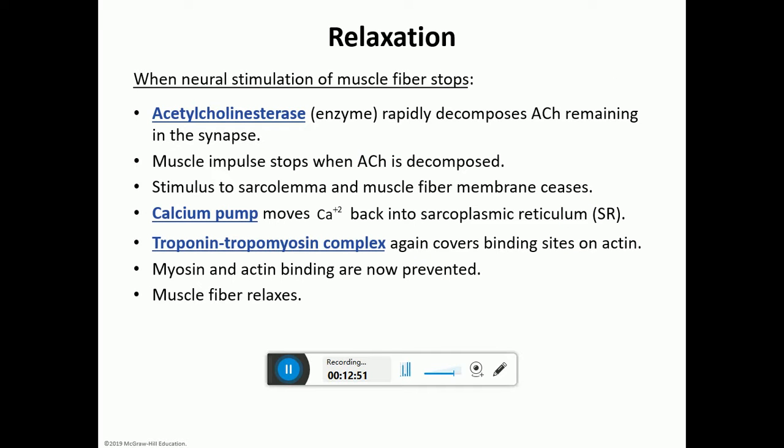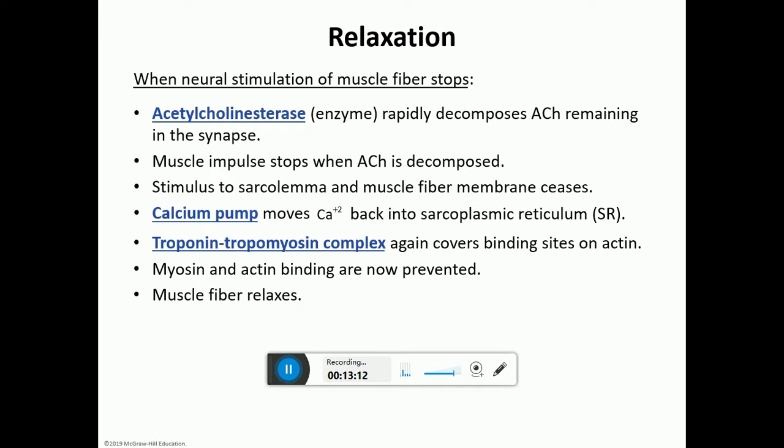After the muscle contracts, it needs to relax, and that is also an active process, meaning that it also needs ATP. So in order for the muscle to relax, we have to get rid of the neurotransmitter acetylcholine. There is an enzyme that does that. It's known as the acetylcholinesterase enzyme. It's going to decompose acetylcholine.